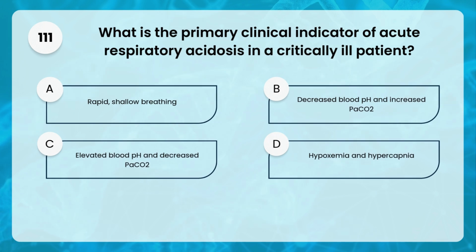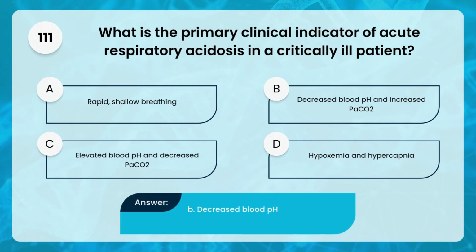111. What is the primary clinical indicator of acute respiratory acidosis in a critically ill patient? A. Rapid shallow breathing. B. Decreased blood pH and increased PaCO2. C. Elevated blood pH and decreased PaCO2. D. Hypoxemia and hypercapnia. The answer is B. Decreased blood pH and increased PaCO2.